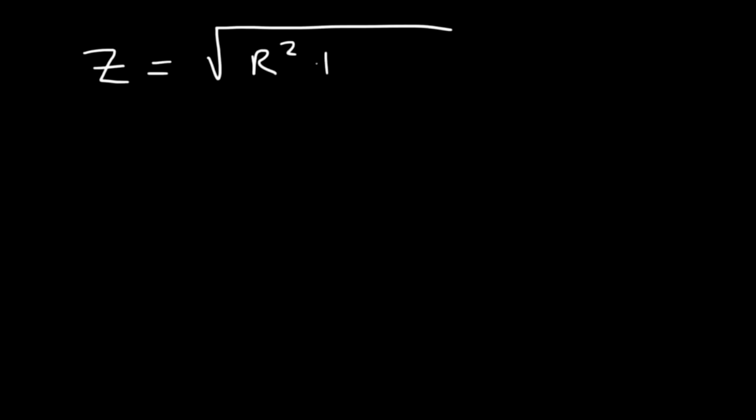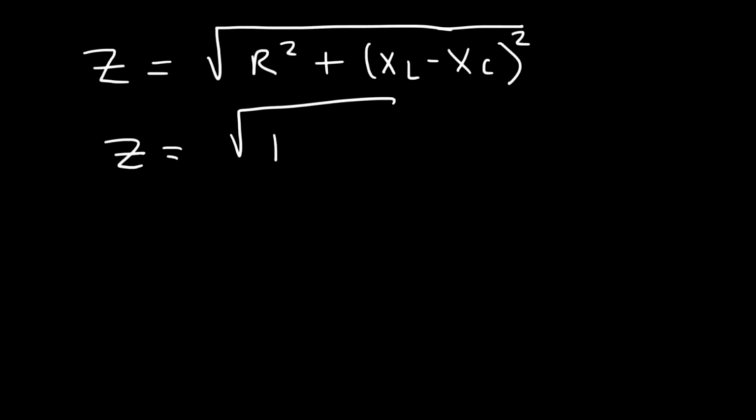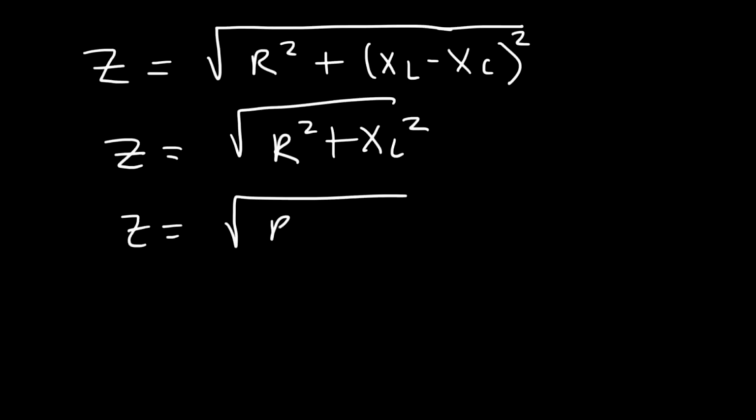For each of these circuits, Z, which is the impedance, is equal to the square root of R squared plus XL minus XC squared. So for an RLC circuit, that's the equation that you're going to have. For an RL circuit, there is no XC. XC is 0, so it's just going to be R squared plus XL squared. And for an RC circuit, there is no XL. Z is going to be R squared plus XC squared.